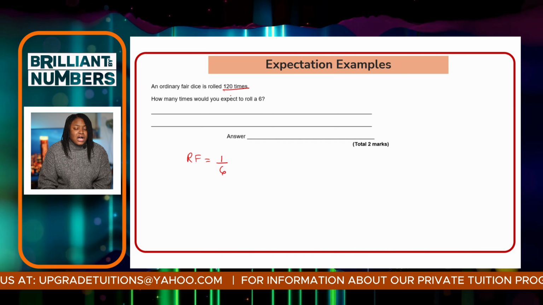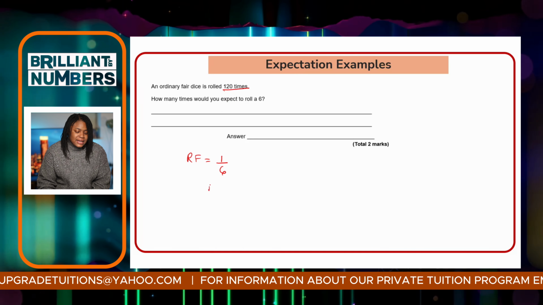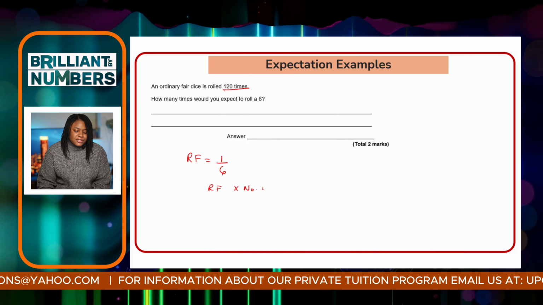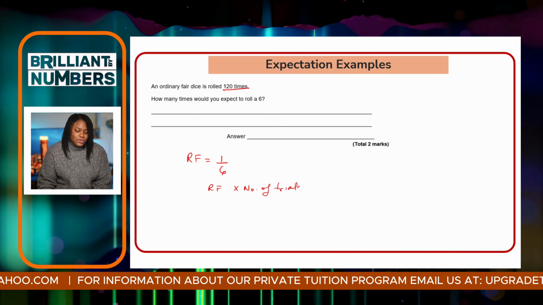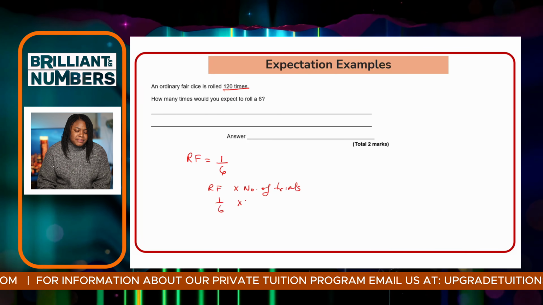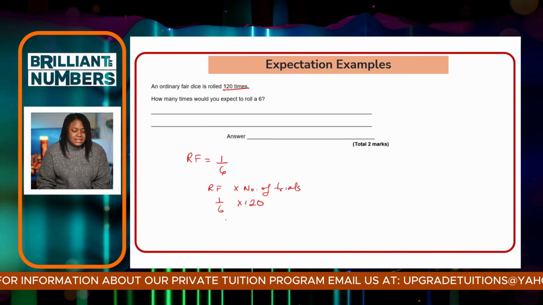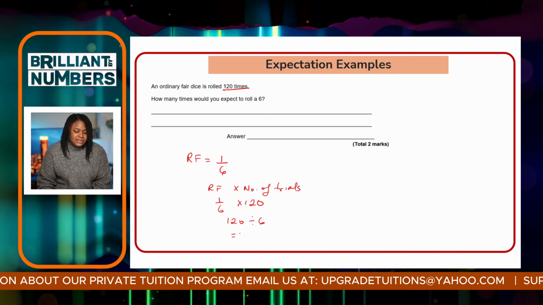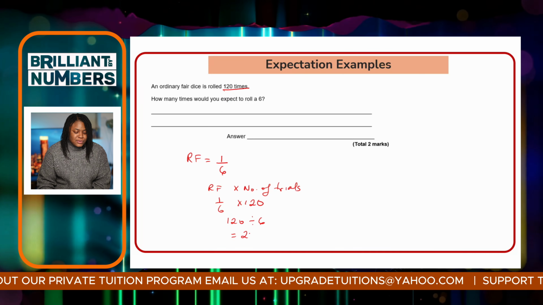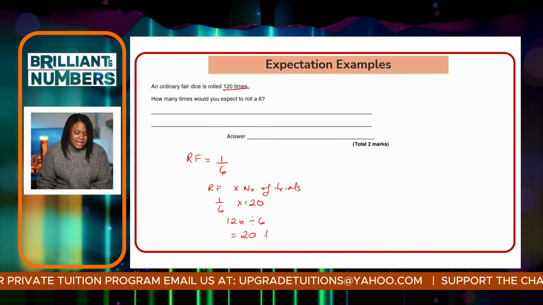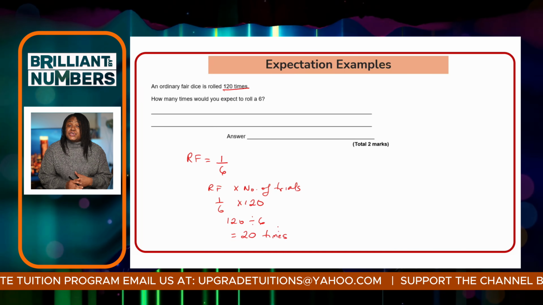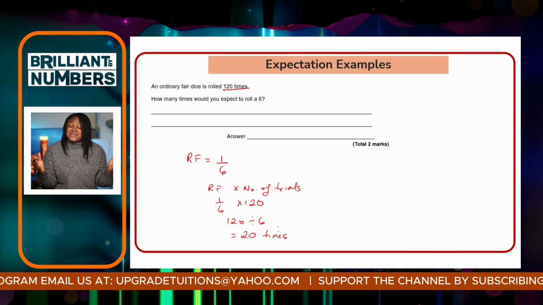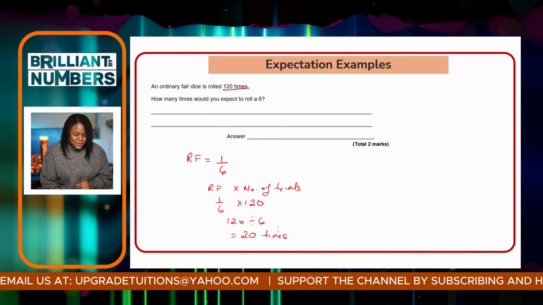So because it's rolled 120 times, it's our relative frequency multiplied by our number of trials. So we're going to do 1/6 multiplied by 120, which is the same as 120 divided by 6. So 12 divided by 6 is 2, and 6 into 0, 0. So that will be 20 times we are expected to get the number 6 in that particular experiment. Beautiful, very nice and very simple as well.